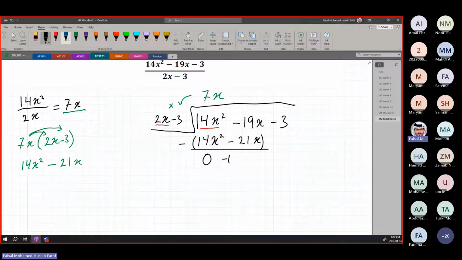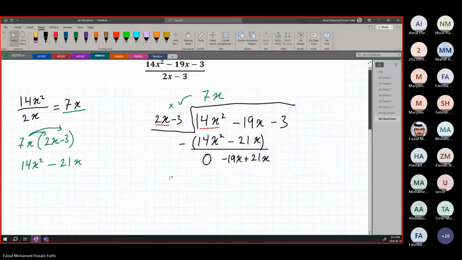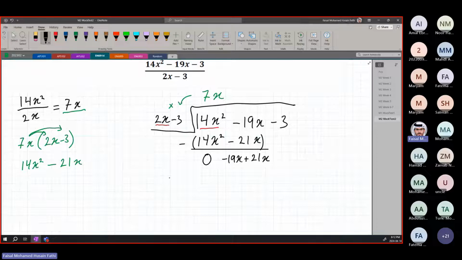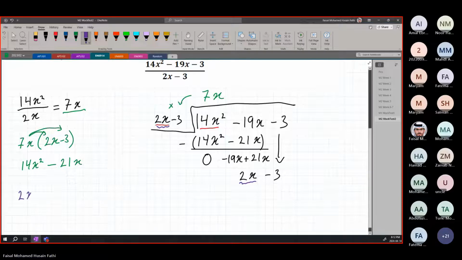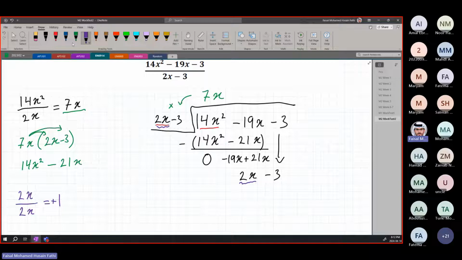Minus 19x, minus becomes plus 21x. And then we continue, we simplify this. Minus 19x plus 21x is going to be 2x, and we bring down the minus 3. All right, and we're going to do the exact same step again. We're going to look at this 2x and this 2x, and we're going to divide them. So it's going to be 2x over 2x, which is equal to simply positive 1. So since it's a positive 1, we're going to write here plus 1.